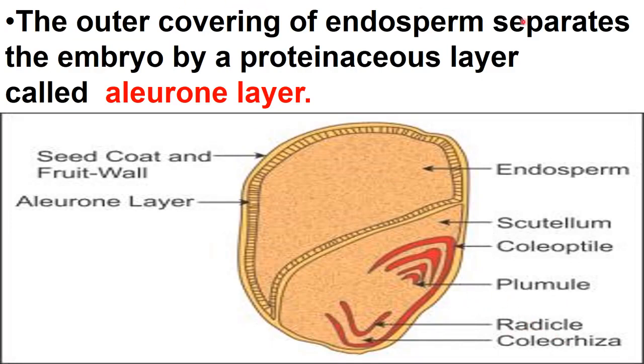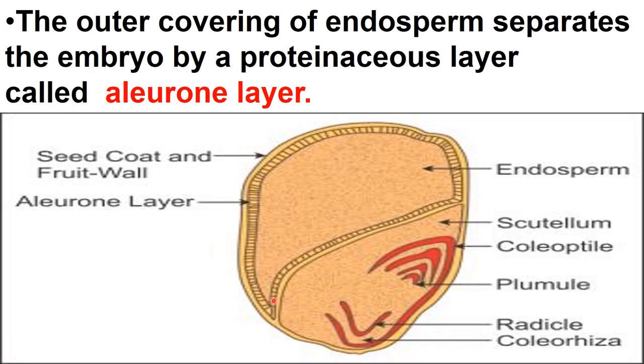Here endosperm separates the embryo by a proteinaceous layer. Okay, see here this part is endosperm. This is complete endosperm that is required for the nutrition for the developing embryo. Okay, so this is endosperm and this is separated from the embryo by a proteinaceous layer. Okay, this is the proteinaceous layer and this proteinaceous layer is called aleurone layer, right?